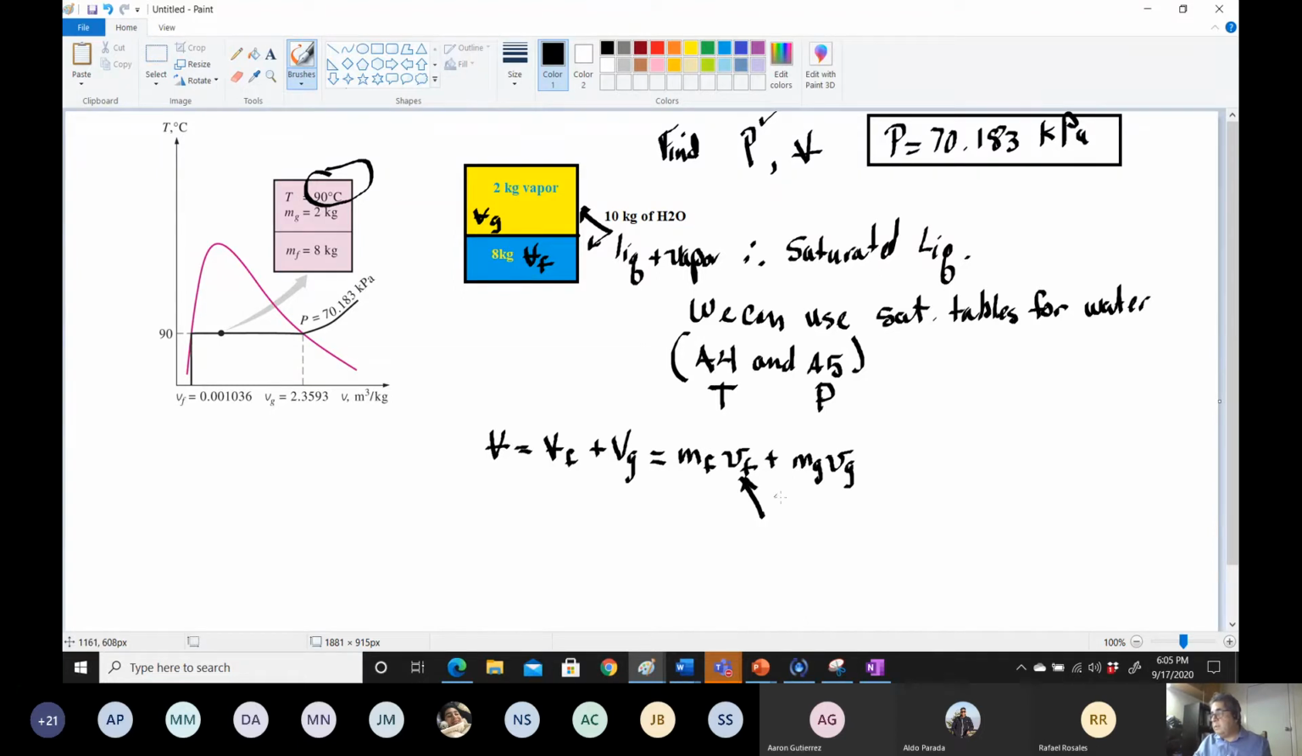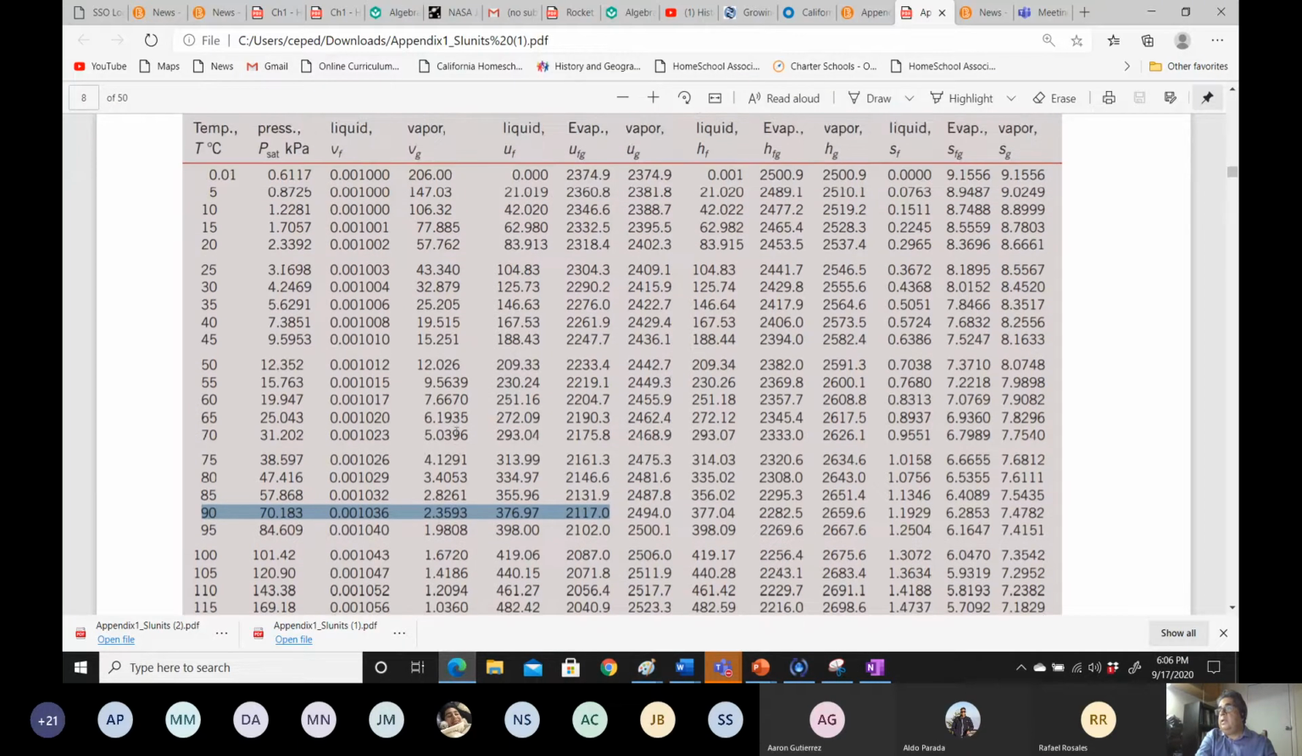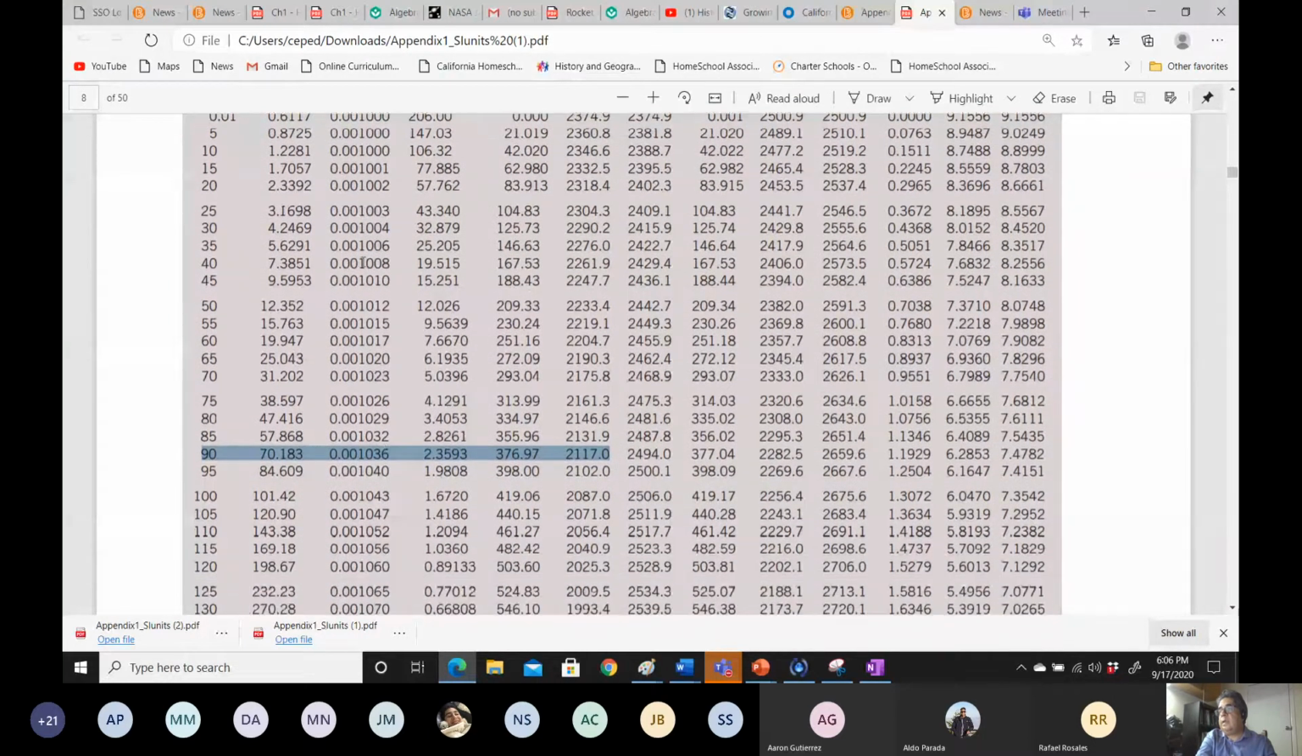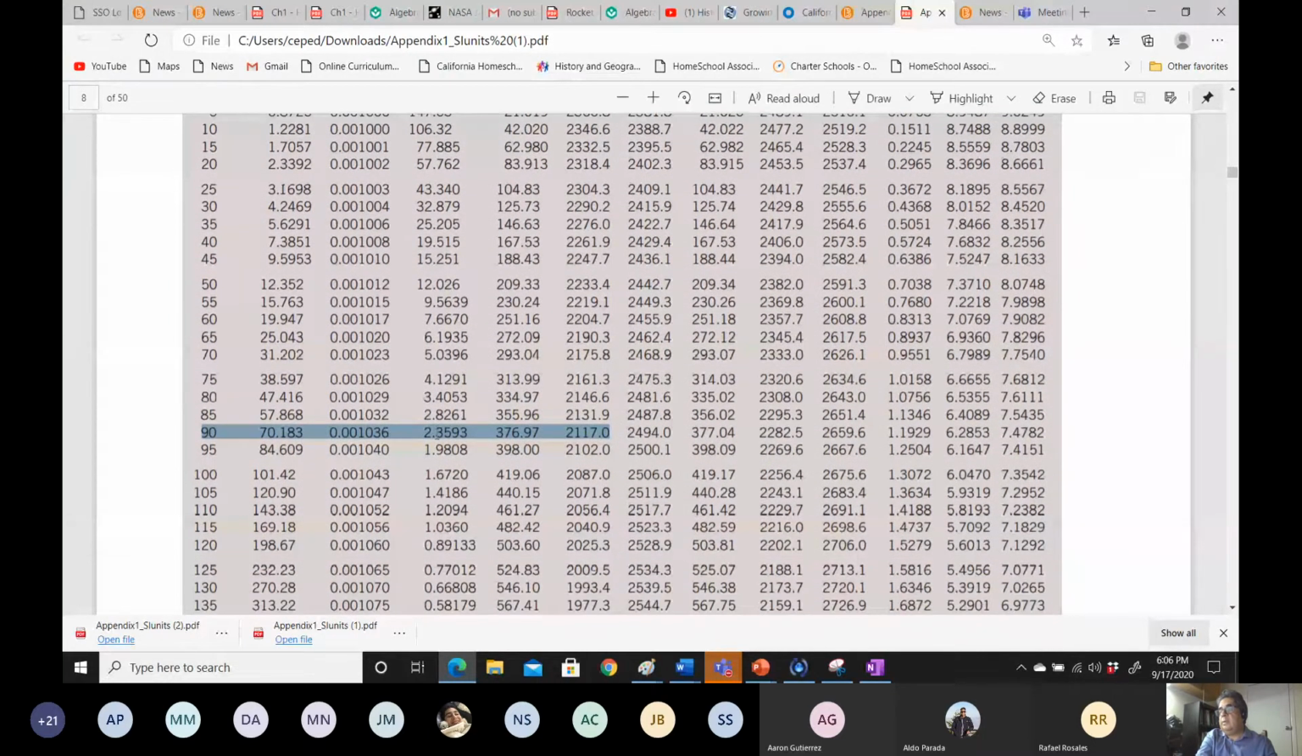And these right here are table values, right? We get these from the tables. So let's go back to the table. So little vf is the third column from the right, and the fourth column is little vg. So it's 0.001036 and 2.3593.